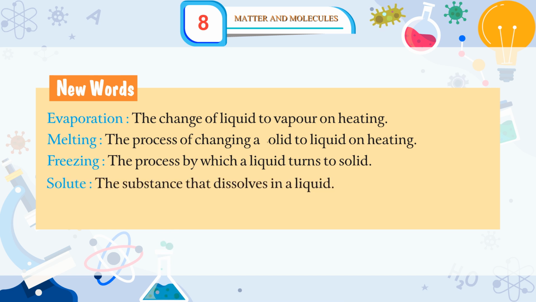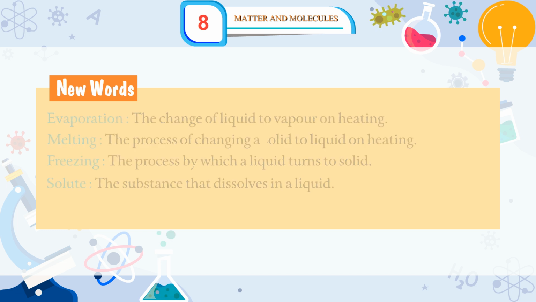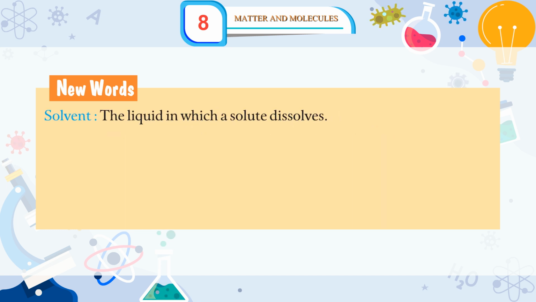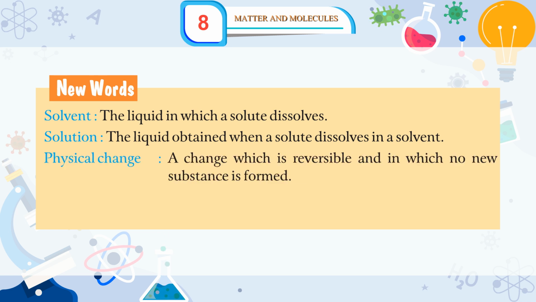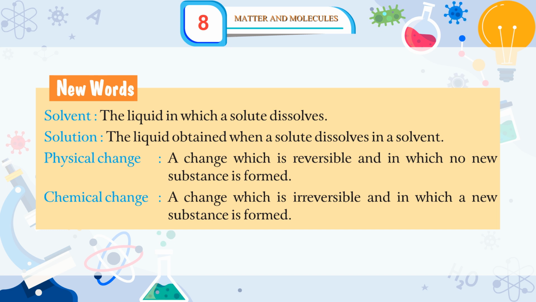Solute, the substance that dissolves in a liquid. Solvent, the liquid in which a solute dissolves. Solution, the liquid obtained when a solute dissolves in a solvent. Physical change, a change which is reversible and in which no new substance is formed. Chemical change, a change which is irreversible and in which a new substance is formed.